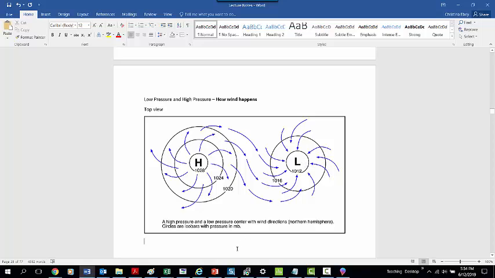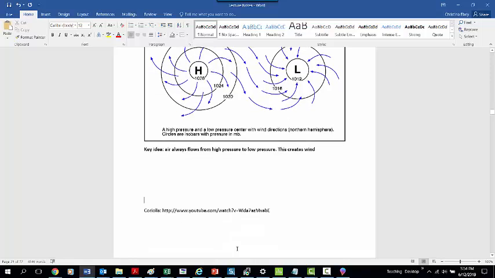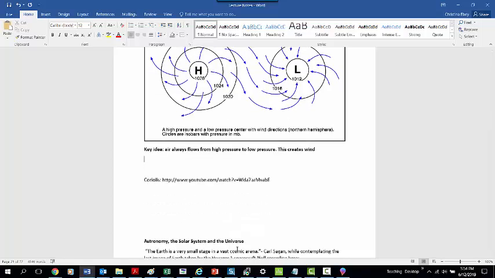Now, the big key idea: air always flows from high pressure to low pressure. This creates wind. So when you have a high pressure zone or a low pressure zone on the surface, that is what causes wind, is the air flowing from one to another. Now I encourage you to watch the video.